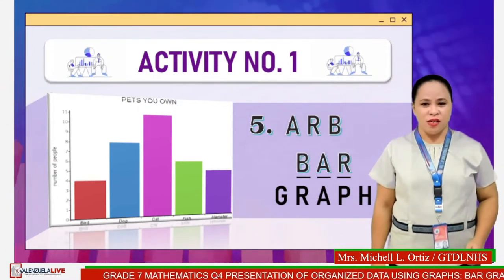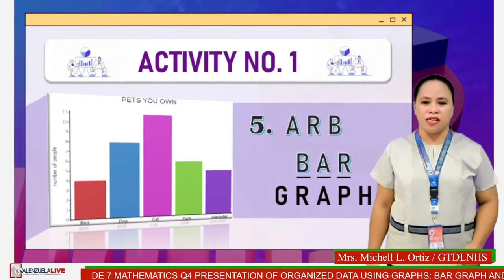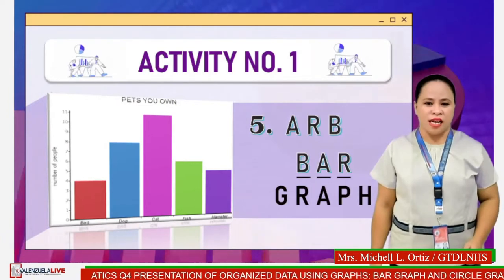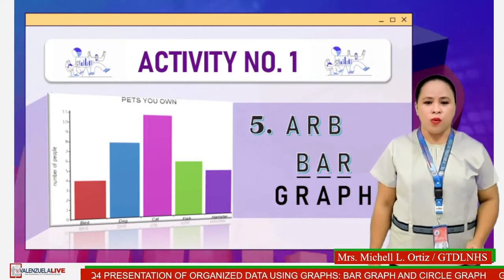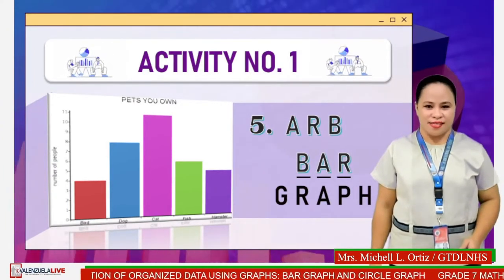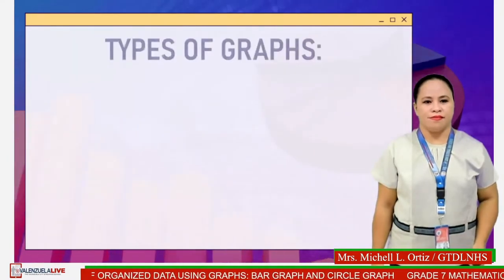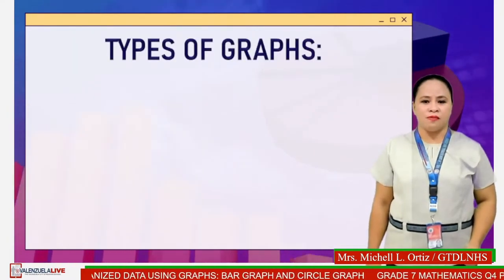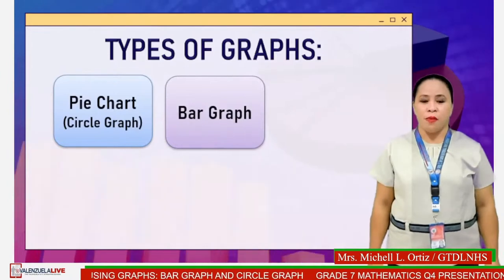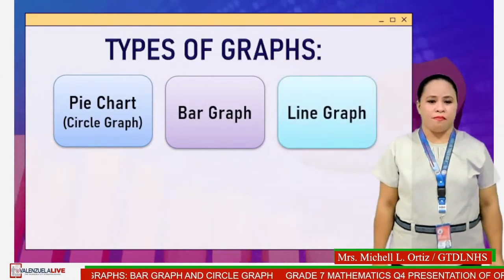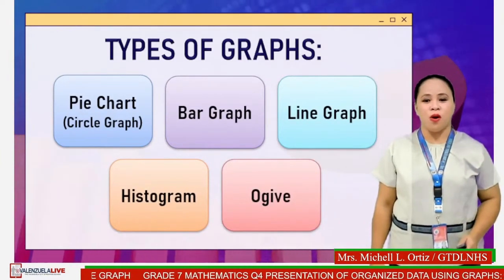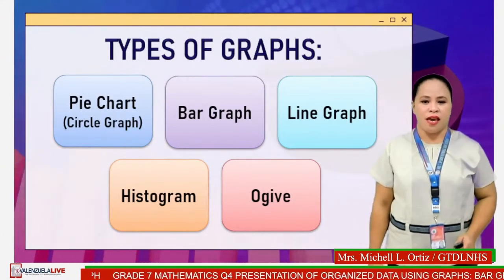In our previous lesson, we discussed how data gathered are being organized in what we call frequency distribution table. These organized data can also be presented through graphs, which can give us a clear picture of the characteristics of data given in just a glance. The different types of graphs which will be discussed this quarter are pie chart, bar graph, line graph, histogram, and ogive. Today, we will be focusing more on pie chart or circle graph and bar graph.